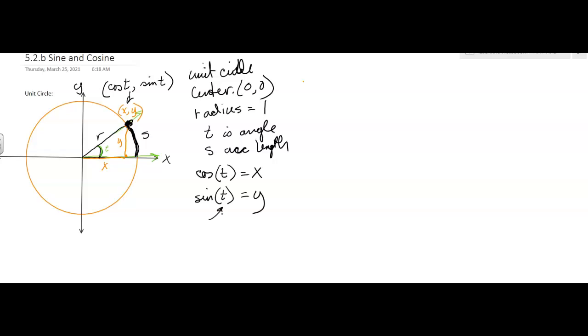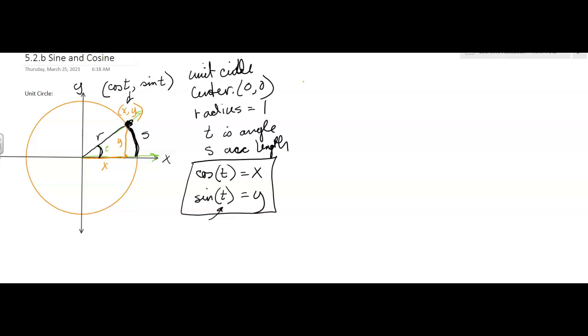So that's a big relationship right here. You want to remember what the unit circle is and remember this part of it, okay? That the cosine of t is equal to x and the sine of t is equal to y, where t is some angle that's being swept out by the radius, you know, if it's an angle like in standard position.